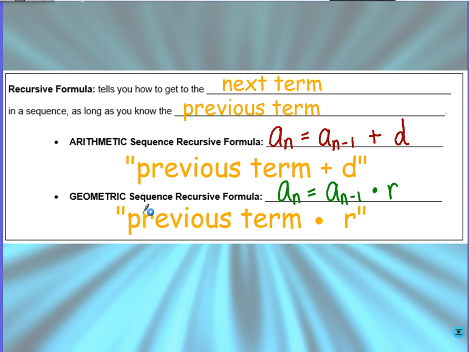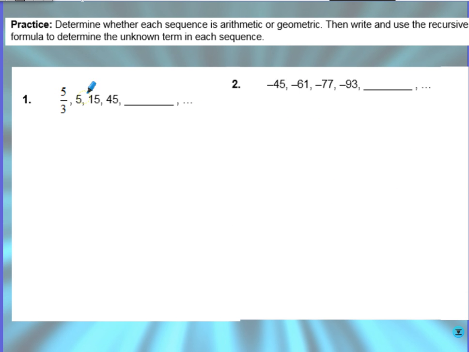So to recap, the recursive formula up here is just a fancy way of telling you how to get to the next term in a sequence as long as you know the previous term. So down below, we are going to practice using our notation and all of our symbols to write our recursive formulas and use it to get to a missing term. Determine whether each sequence is arithmetic or geometric. Then write and use the recursive formula to determine the unknown term in each sequence.